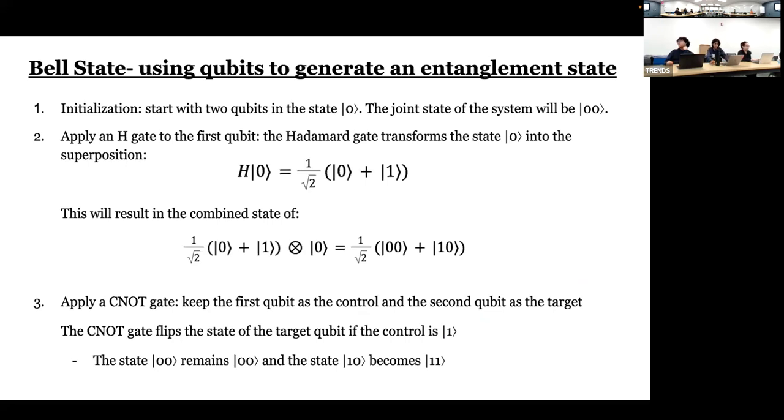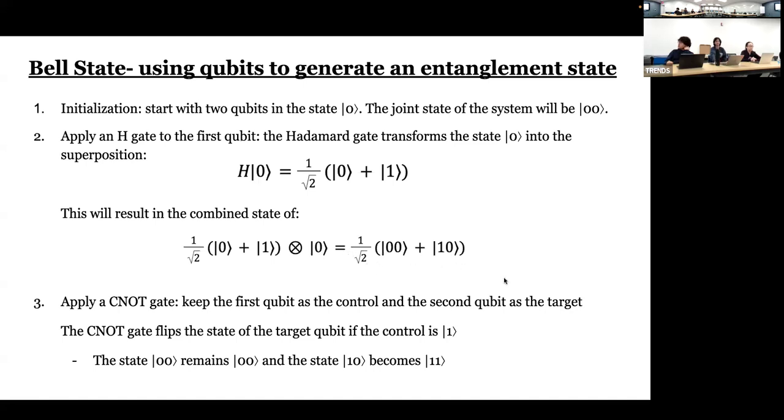And then we have the Bell state, which is when the qubits and the gates are used to generate an entanglement state. They call it a Bell state. There are, I think, 4 Bell states. This is just an overarching example of one. So you initialize. You start with 2 qubits in the state 0, and the joint state of the system will be 0, 0. You apply an H gate to the first qubit. The H gate transforms the state 0 into the superposition that we see here. And then this will result in a combined state of the H gate that's been applied with the second qubit, which will result in this.